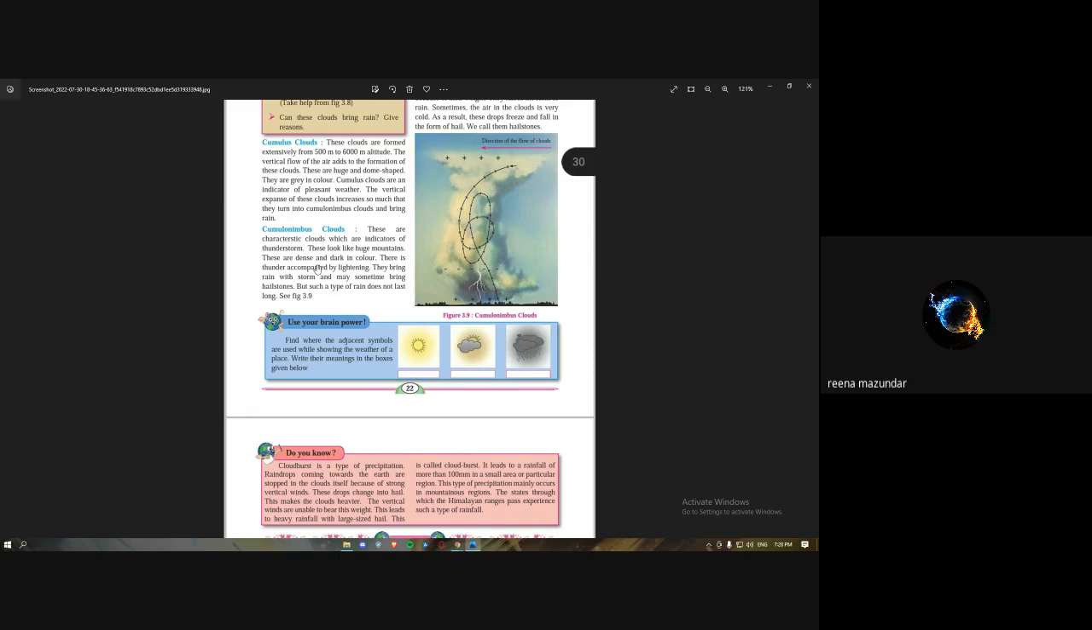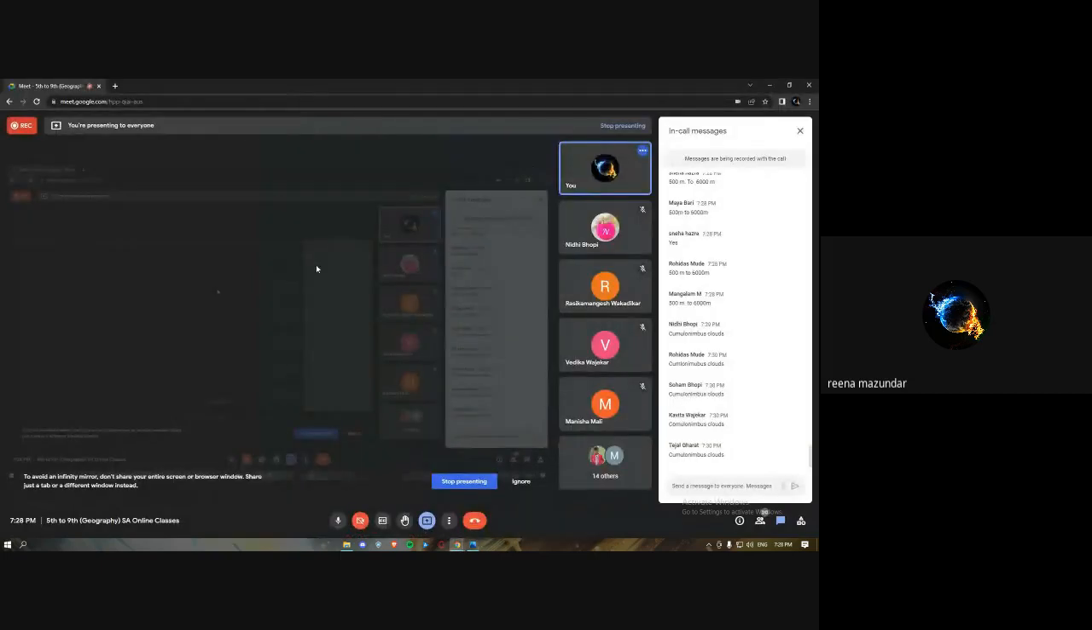So have you put it in the chat box? Tejas, Kavita, Soham, Rohidas, Nidhi. Anybody else want to put the word in the chat box? Where is Neha? Yes, teacher. If you want, you can say it. If you want, you can put it in the chat box. Yes, cumulonimbus. Very good. Very good.